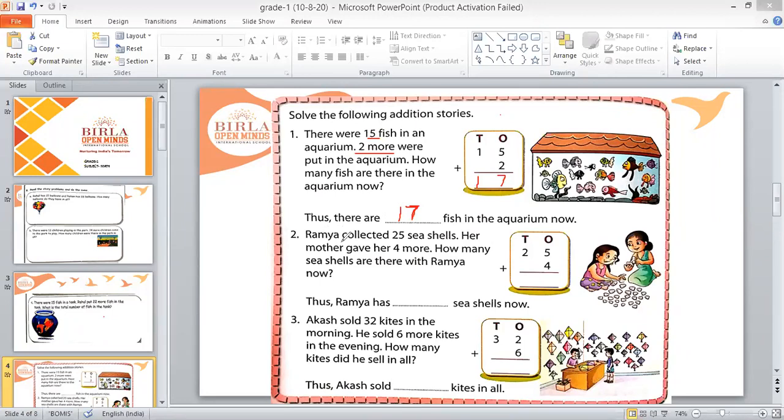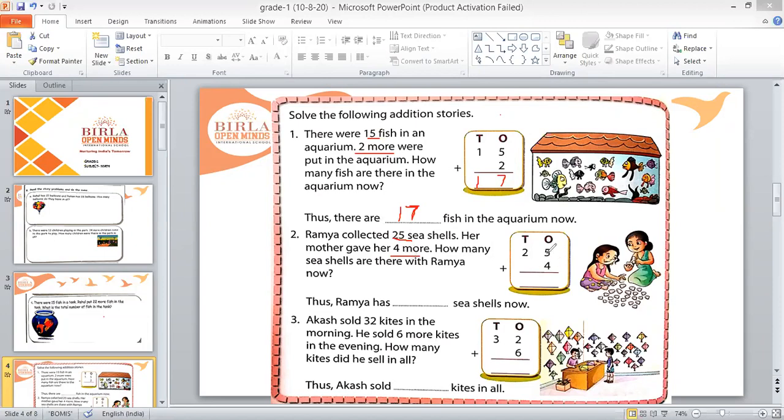Question number 2. Ramya collected 25 seashells. Her mother gave her 4 more. So there was one girl, Ramya, and she collected 25 seashells. And her mother gave her 4 more. This means her mother has added something. Now they are asking how many seashells are there with Ramya now. So her mother gave her 4 more shells. This means we have to do addition. So this means we have to add this 25 and 4 together.